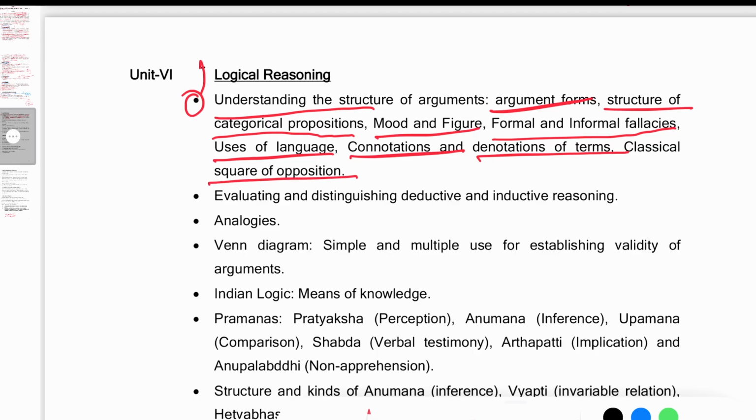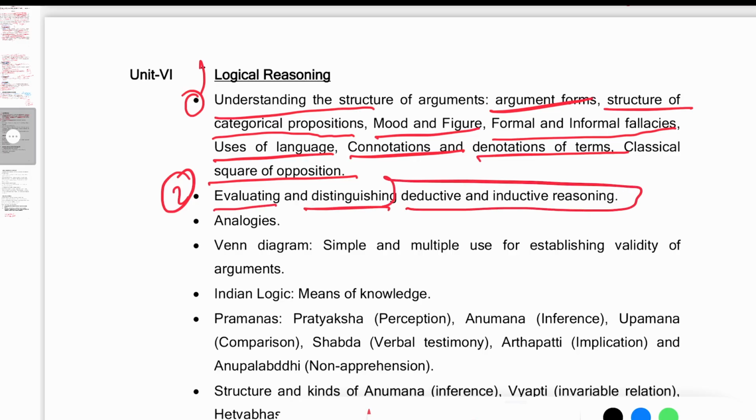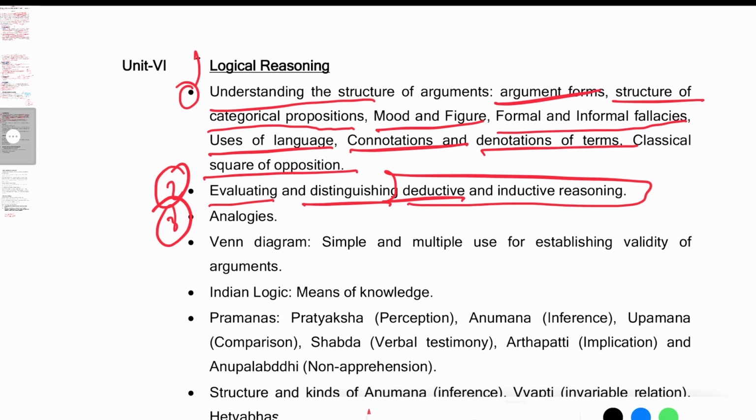Further, in point 2, evaluating and distinguishing deductive and inductive reasoning. We will read deductive and inductive reasoning in detail along with other concepts of reasoning. Analogous, in the syllabus refer to it.